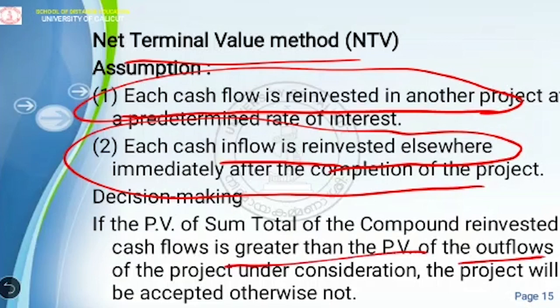That means inflow is greater than outflow, the project under consideration will be accepted, otherwise it will be rejected. So these are the major methods you have to focus on. You have to expect an essay question or some problems from this area.